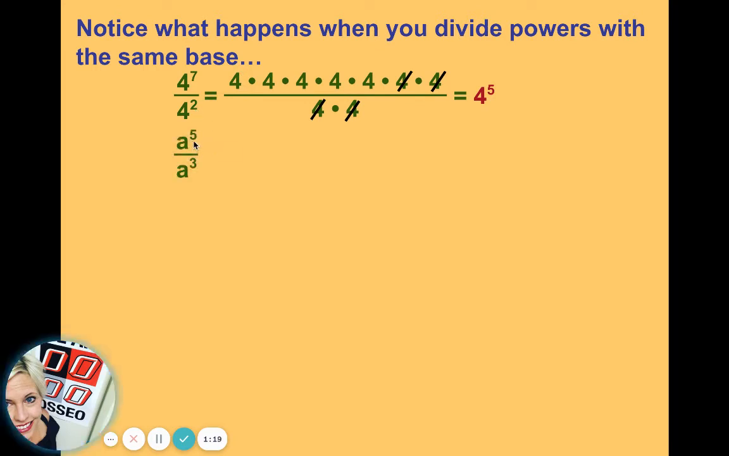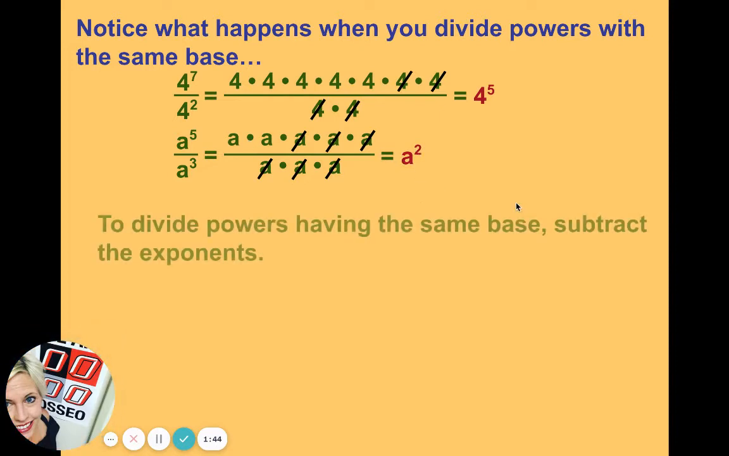I have 5 A's and I have 3 A's. Where do I have more A's? I have more A's on top. How many more? 2 more. Well, let's look at it in an expanded version. 5 A's on top, 3 on bottom. I can cancel them out 1 to 1. And just like we said, I have 2 more A's on top.